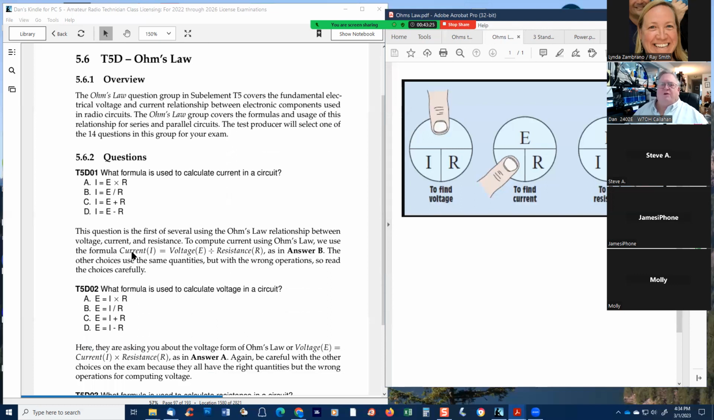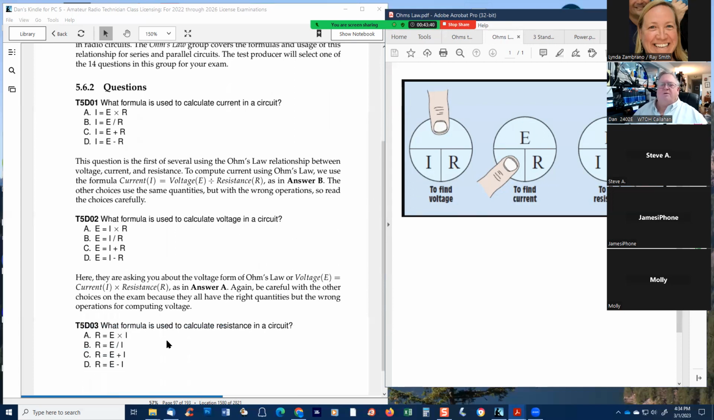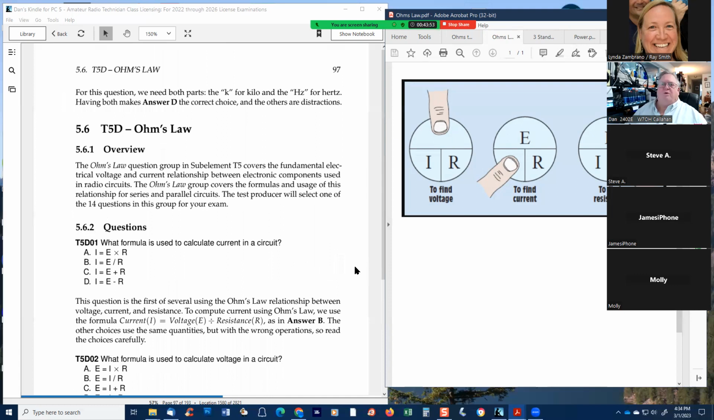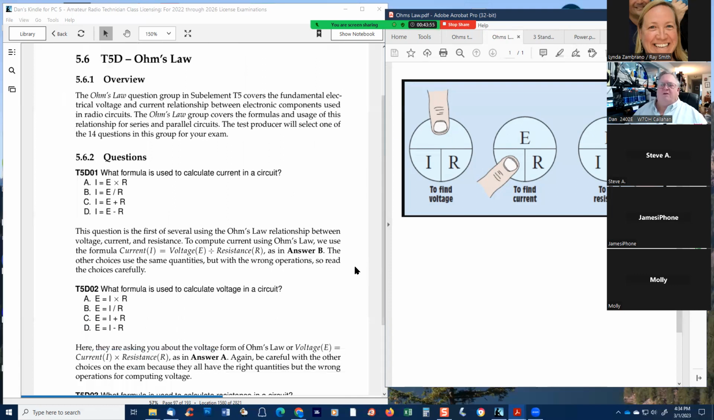What formula is used to calculate voltage in a circuit? Well, voltage is E, so we want I times R, current times resistance. I times R, so that's going to be answer A again. What formula is used to calculate resistance? Well, I'll go over resistance. You find E over I, voltage divided by current. Doing these little simple tools really makes the whole testing thing a lot easier for you.